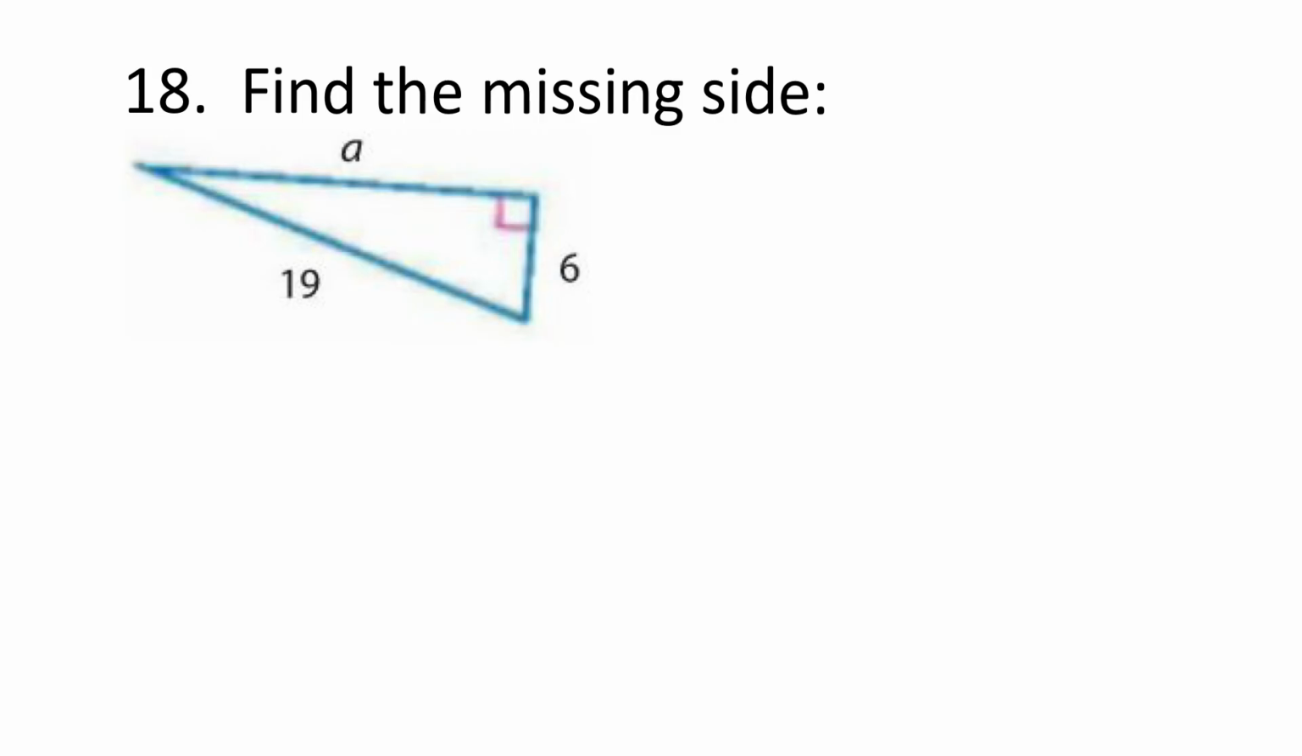Number 18, again, you have a right triangle and we want to find the missing side. The missing side in this triangle is the A value. So first we need to identify the hypotenuse. I'm looking at the right angle, the 90-degree angle right here. So the side away from the 90-degree angle is your hypotenuse. So the 19 will be C, 6 is your B value, and we're looking for A.